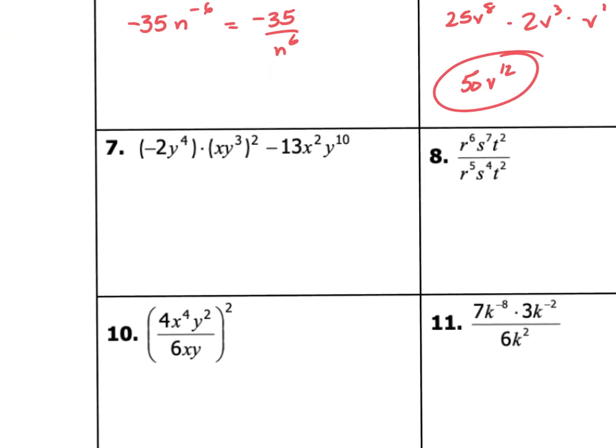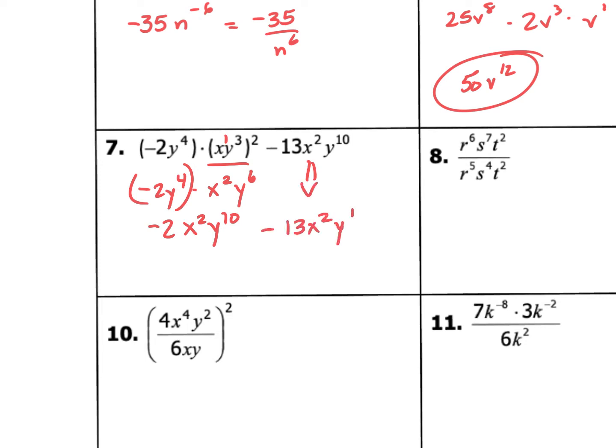Number 7. All right, power rule first. So this is x to the 1st times 2, that's x squared. Y to the 3rd times 2 is y to the 6th. And then we're going to complete the product rule. Negative 2 x to the 2nd. And then we got to add the y's. That's y to the 10th. And let's bring this down. Minus 13 x to the 2nd, y to the 10th. And those are like terms. So negative 2 minus 13 is negative 15 x squared, y to the 10th.